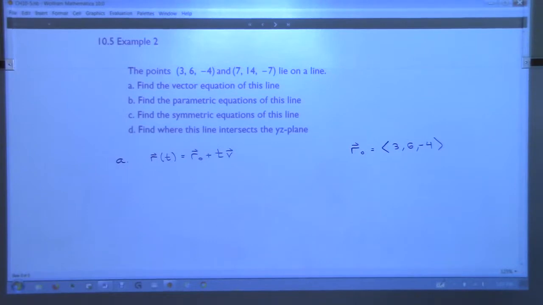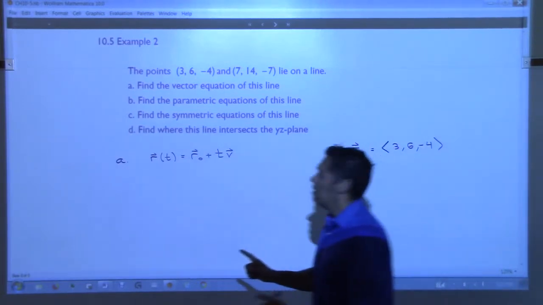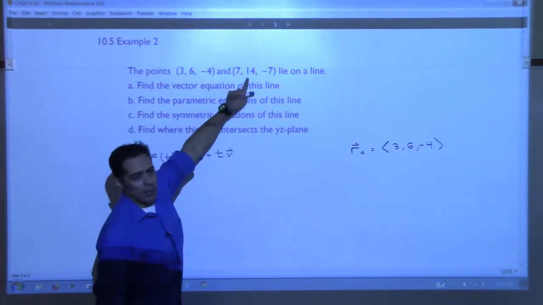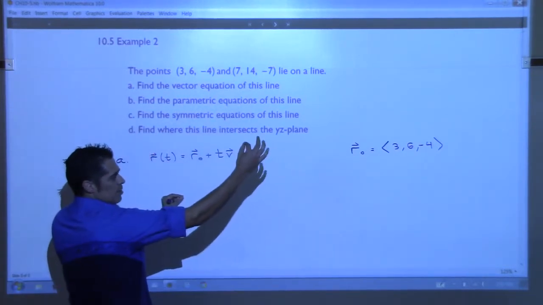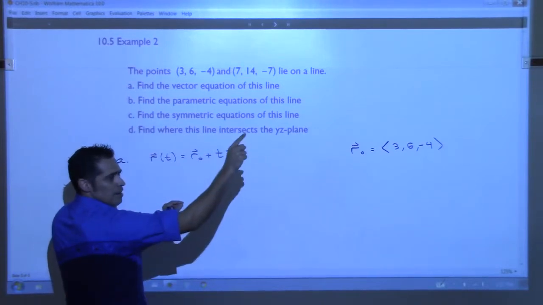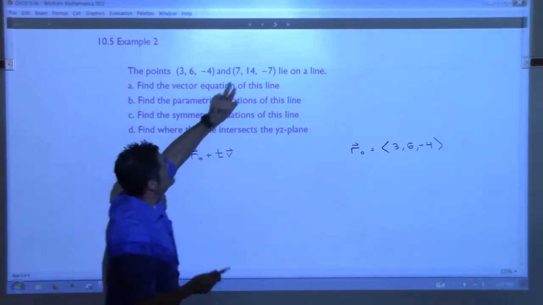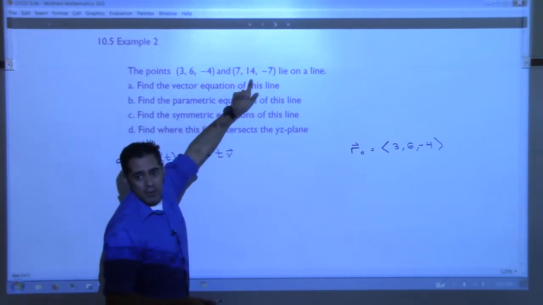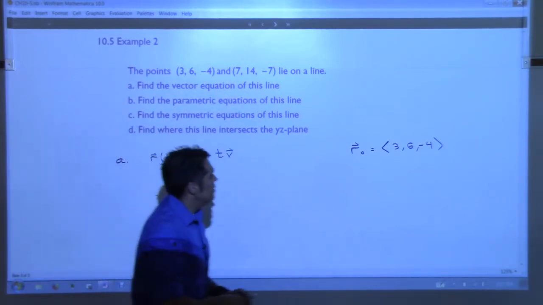Now, to find v, which is the direction of the line, I'm going to create a vector that goes from here to here. So imagine you got 2 points, right? So you want to create a vector that goes from one point to the other. And actually in this one, it doesn't matter the order you do it, but I'm just going to go from this one to this one, all right? So how would I do that?